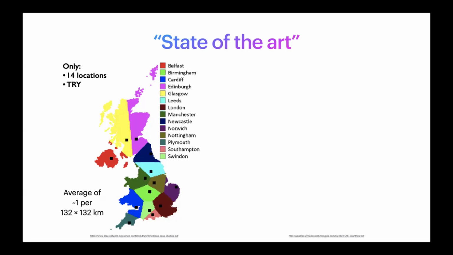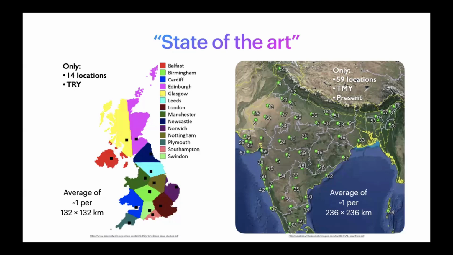In fact, if you notice, there is no weather file for Bath. I have to use one for Swindon, probably, or choose one on the coast in Cardiff. So it's not ideal. And this is exactly the same problem in India, a much larger country. You can see there are 59 locations, but that actually works out to 236 by 236 kilometers, if you evenly spaced out everything. So the picture on the right is a much bigger landmass than the picture on the left.